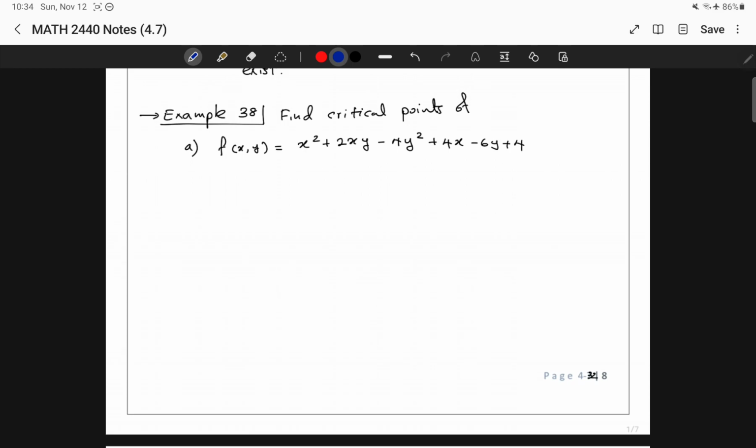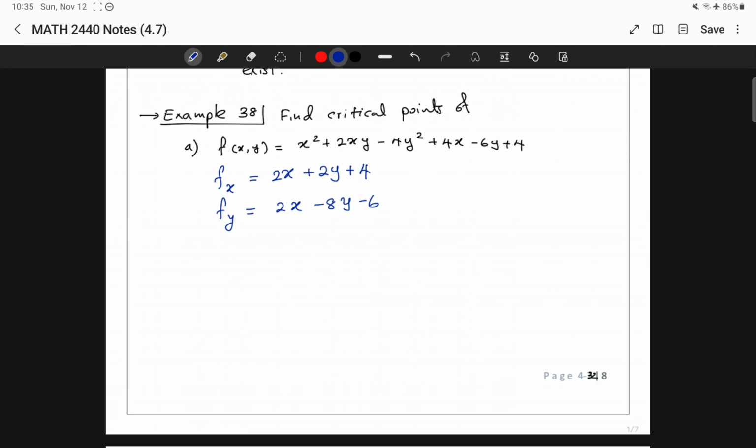Example number 38 from the book. Find critical points of this function f(x,y). It's a polynomial. So let's find its partial derivatives. Differentiate with respect to x, you get 2x plus 2y plus 4. Right? Then the partial derivative with respect to y is 2x minus 8y minus 6.